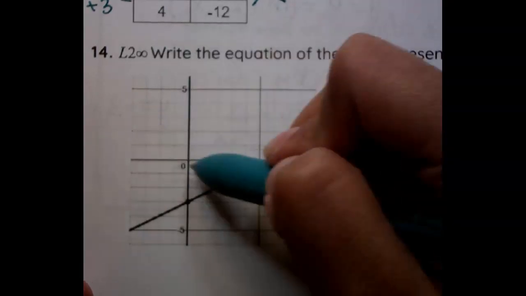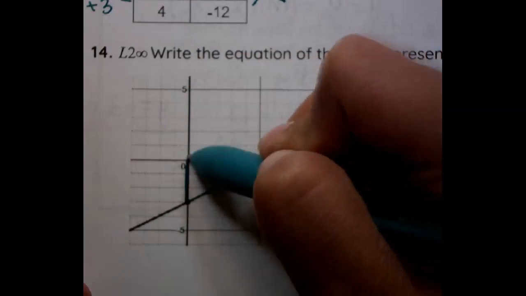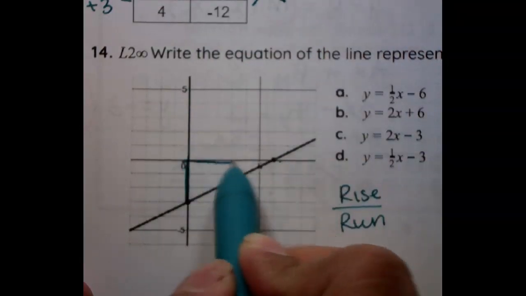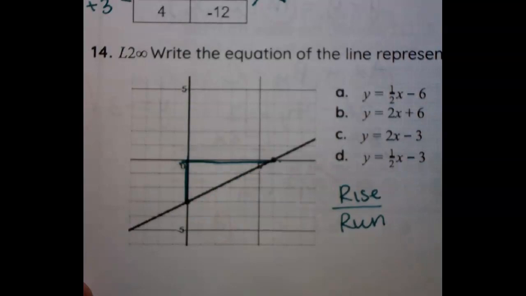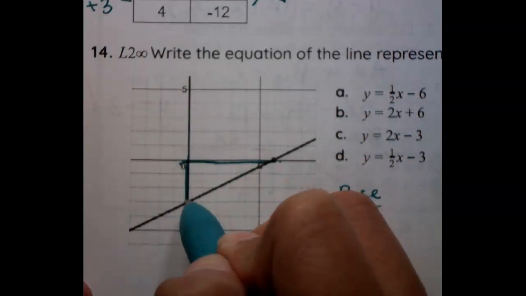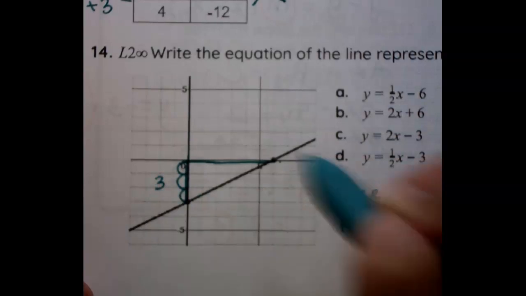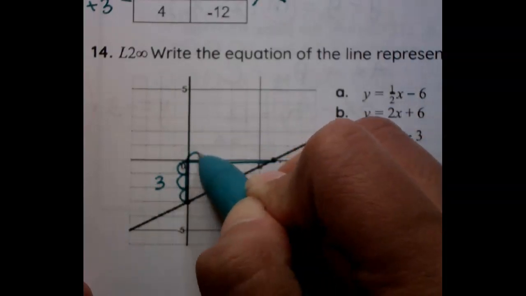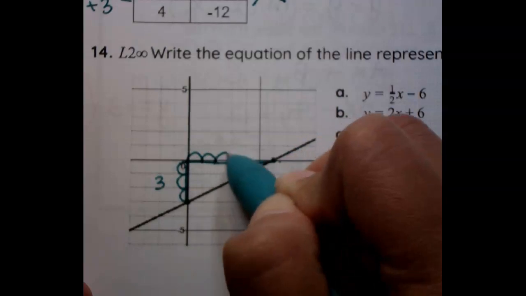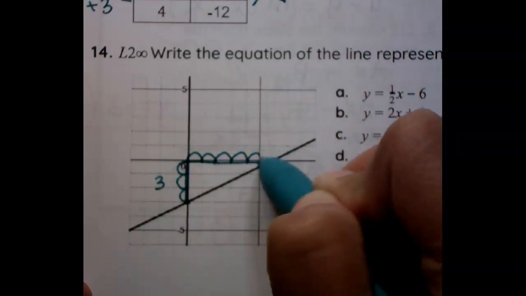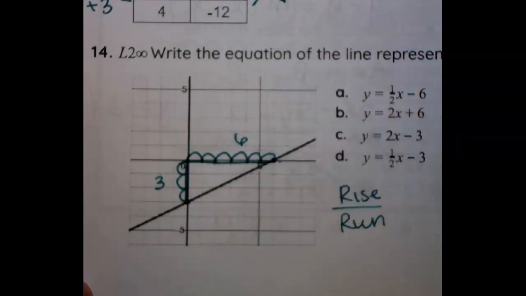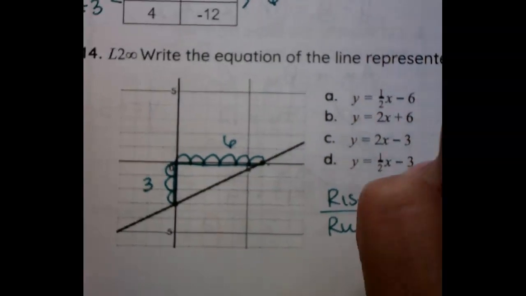Okay, so I'm going to draw my triangle. I need to get from here to here, and I can only move in straight lines. So I'm going to move up 1, 2, 3. And then I'm moving sideways or to the right 1, 2, 3, 4, 5, 6. Well, rise is up or down.